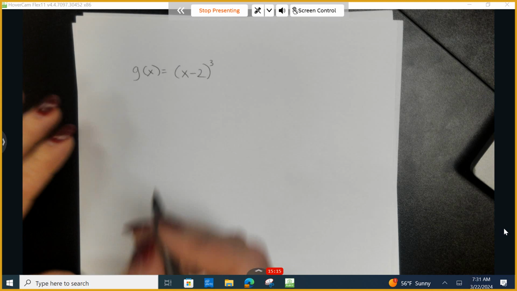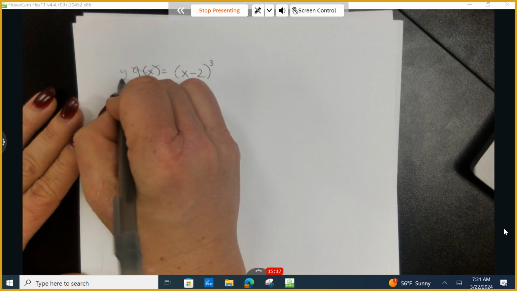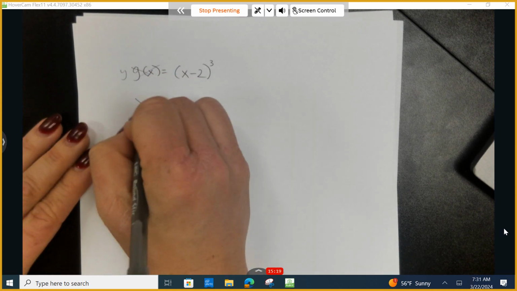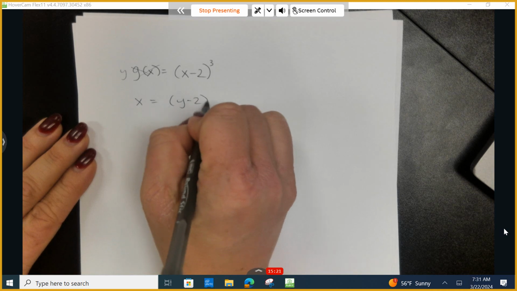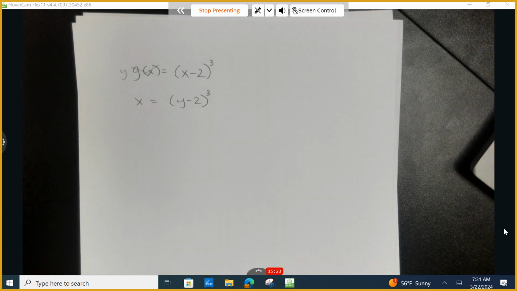How do we find the inverse? Well, I'm going to be lazy. I know this is the same as y. I'm going to switch the x and y. And now I'm going to isolate the y.